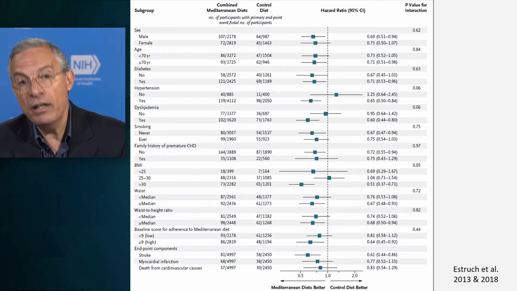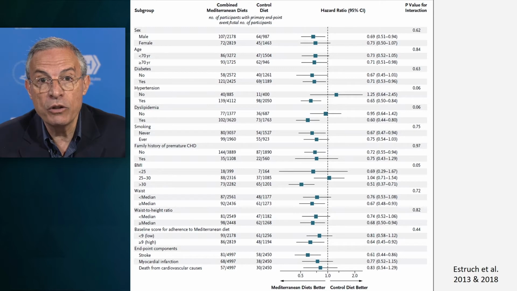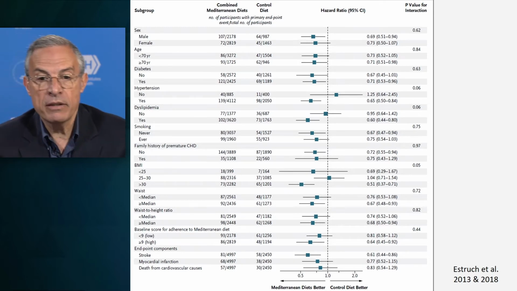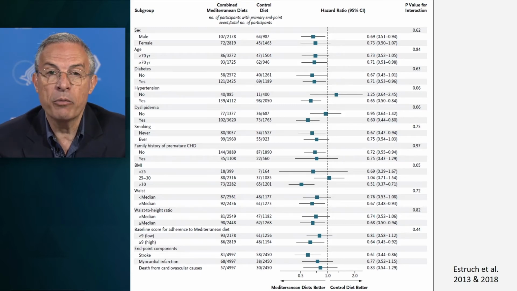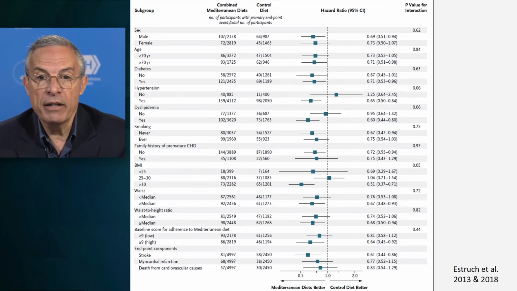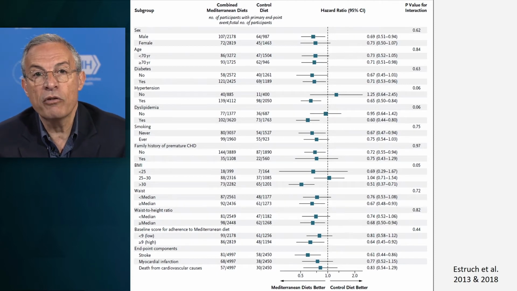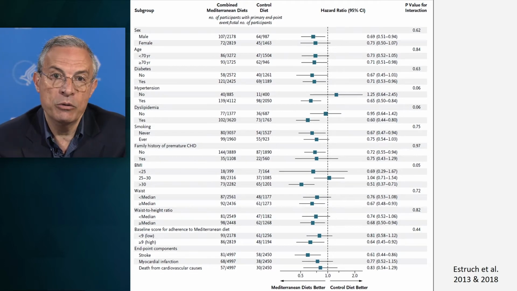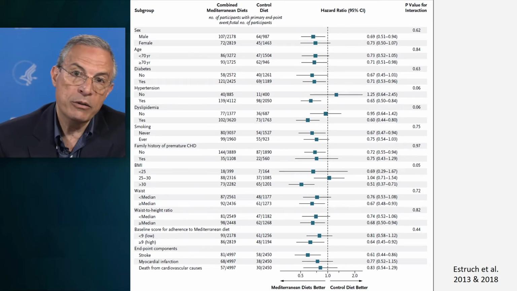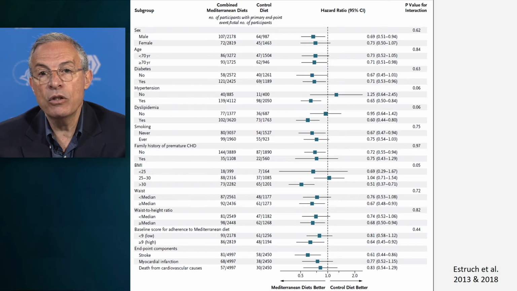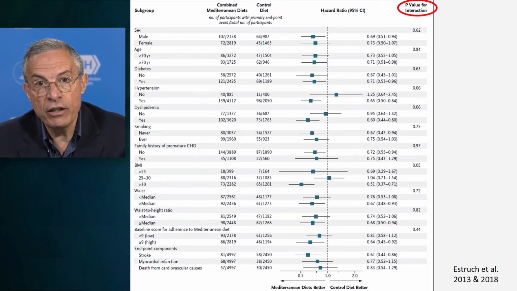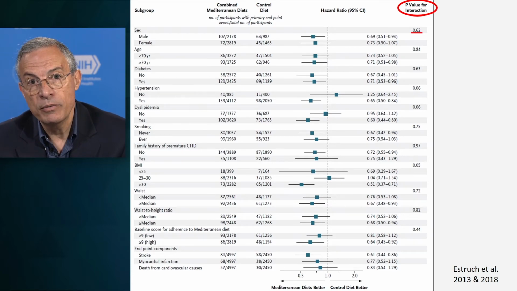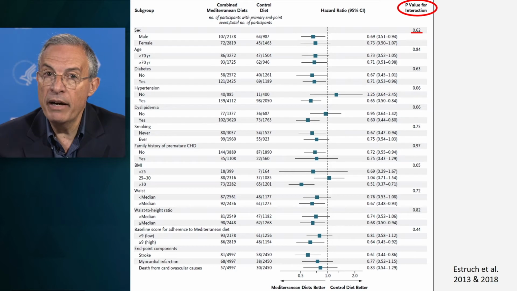So the way not to do it, not the way to interpret it, is to say, oh, well, it is better for males. The Mediterranean diets are better for males, but are not better or are just the same as the control for females. This is an incorrect way of doing it. So what's the correct way? The correct way is you look at the p-value for interaction. And the p-value for interaction is 0.62. So that doesn't seem to have an interaction.